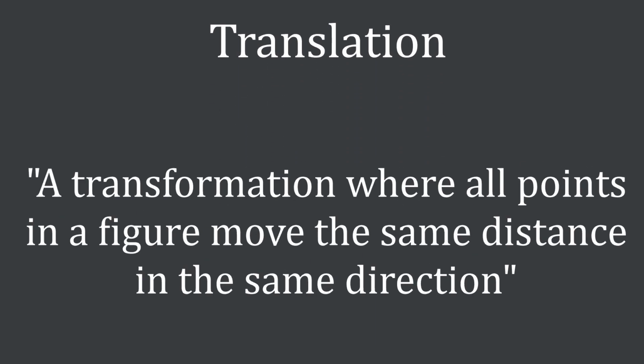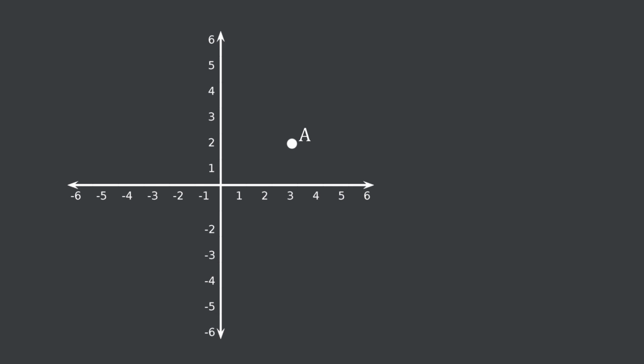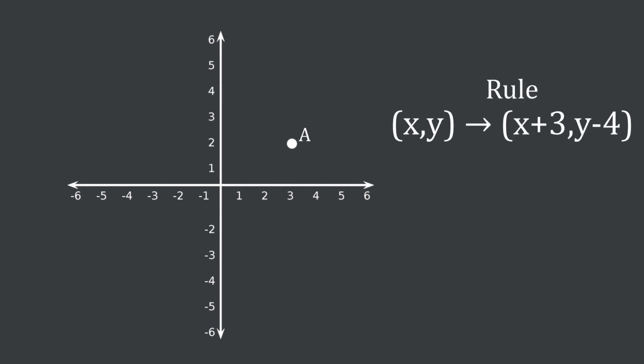Now on to translations. A translation is a transformation where all the points in a figure move the same distance in the same direction. Now, let's draw a coordinate plane and place a point at a random place. For this demonstration, I will place the point on the coordinates 3x, 2y, and call it A. The most simple problem you will be given will look something like this. This is called the rule. To use the rule, you simply need to use the instructions given.